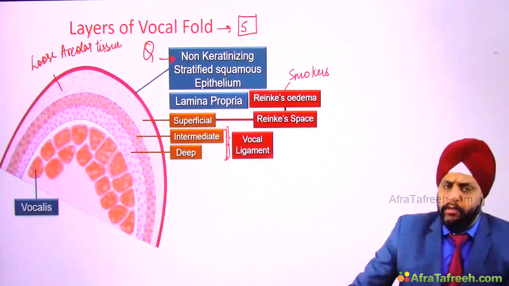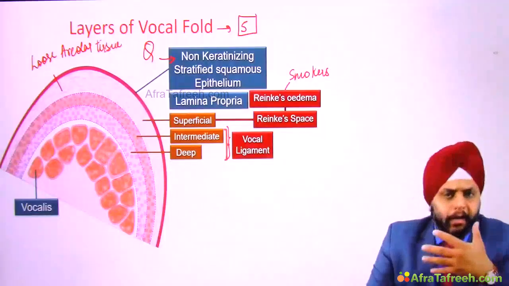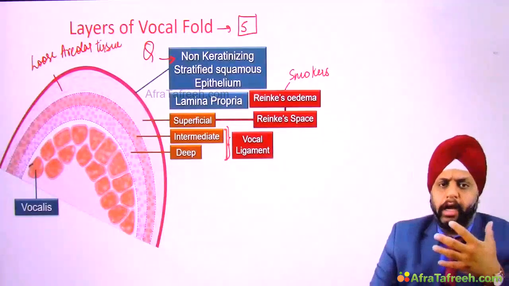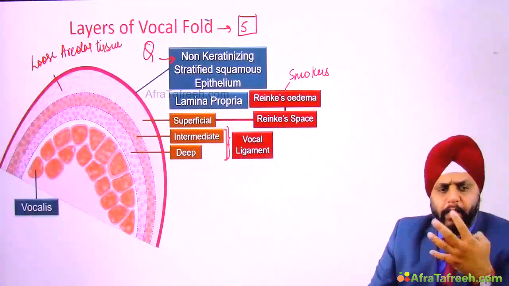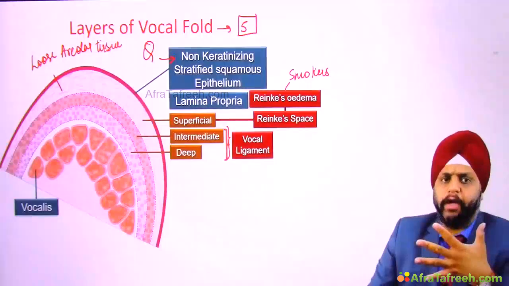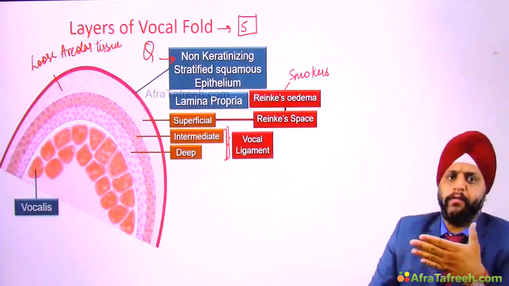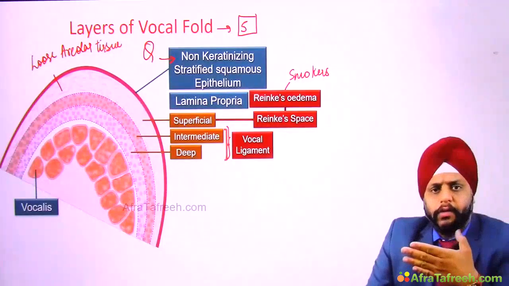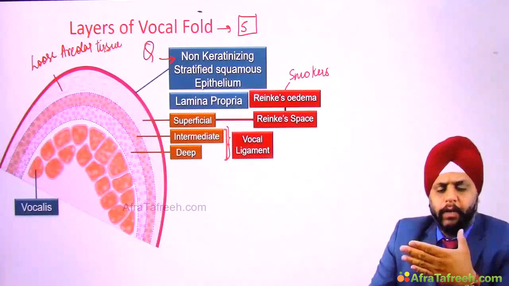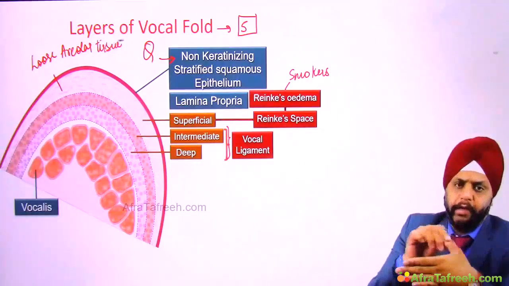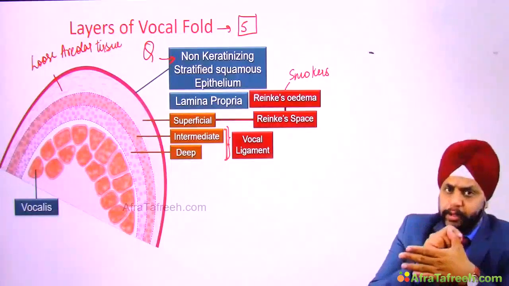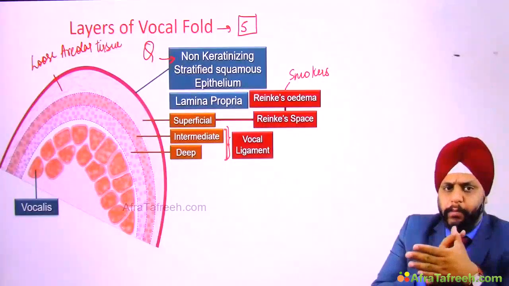So very easily we can remember them with the hand model. What is the hand model? You can see that there are 5, 1 thumb and 4 fingers. So there are 5 layers of vocal fold. Number 1, we have the non-keratinizing stratified squamous epithelium. You see the thumb is separate. It is different. So you see this layer is different from everywhere else. We have a different epithelium.